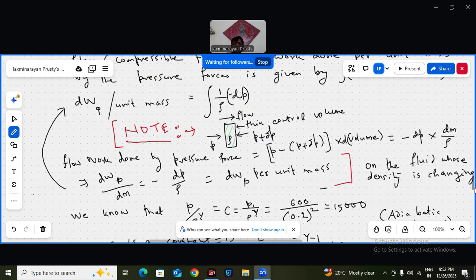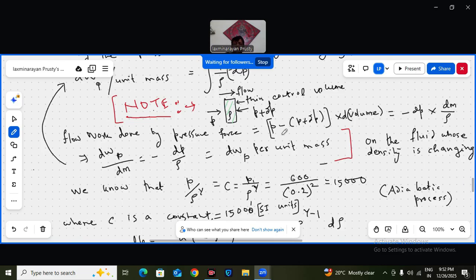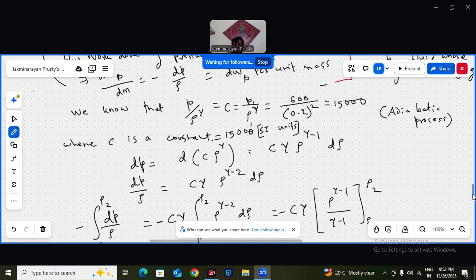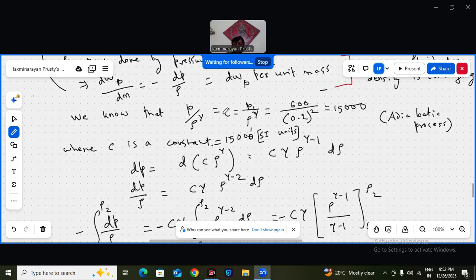But here rho is varying. So what is the flow work done here? That is dP by rho per unit mass. Total work done by pressure force will be the integration of minus dP by rho. So P by rho to the power gamma is constant. That is P1 by rho 1 to the power gamma, 600 by 0.2 whole square because gamma is 2. So it is 15,000 SI units.